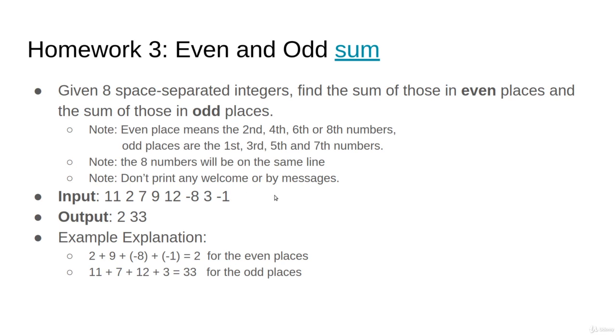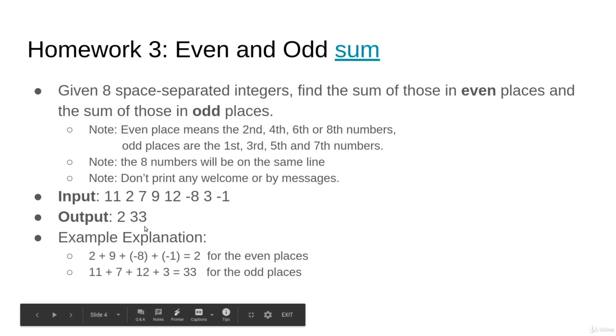And doing the same for the even. So overall, you are dividing these 8 numbers into 4 even places and 4 odd places and summing every one of them. So 2 here is the sum of the even places and 33 is the sum of the odd places.